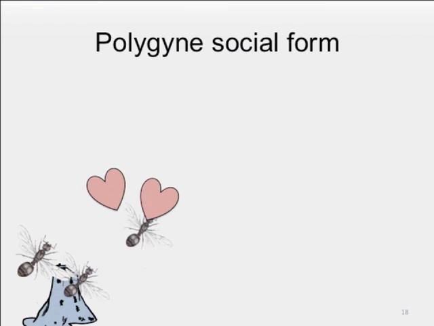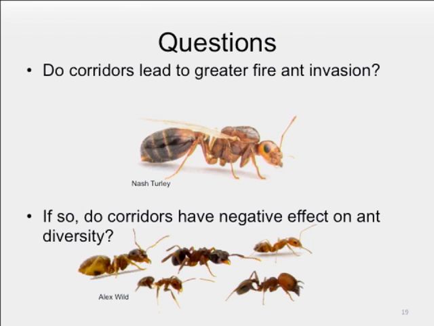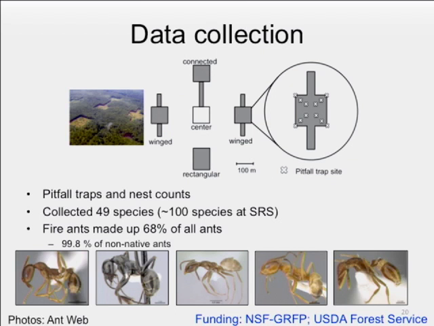So a little cartoon for the polygyne, poor disperser, establishes at high densities. So we might want to add to those questions monogyne and polygyne in their response to corridors.